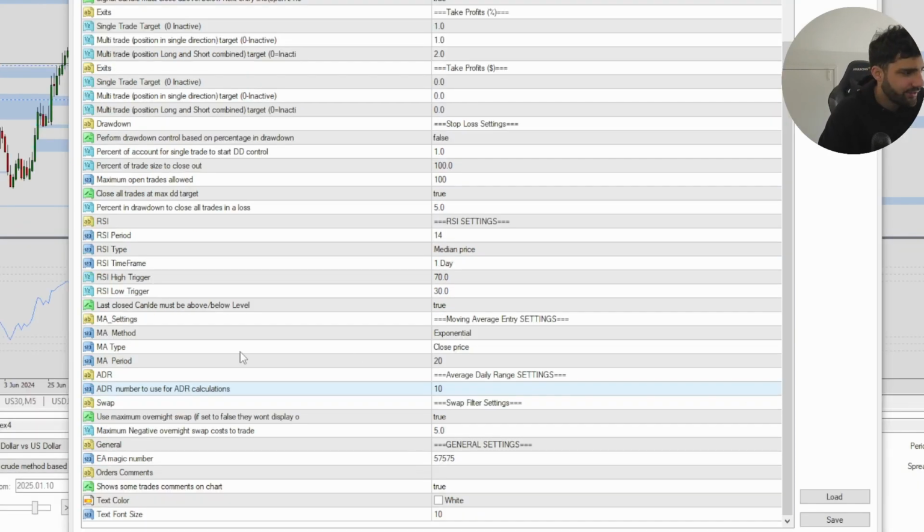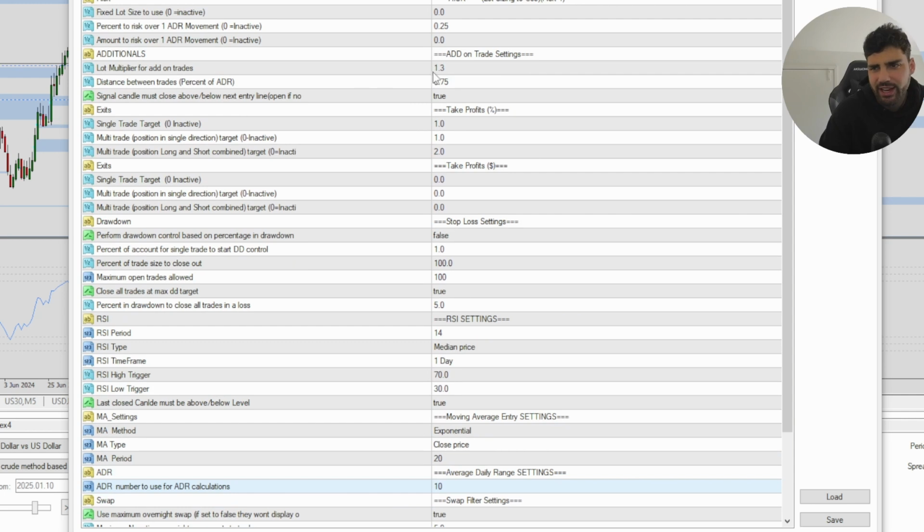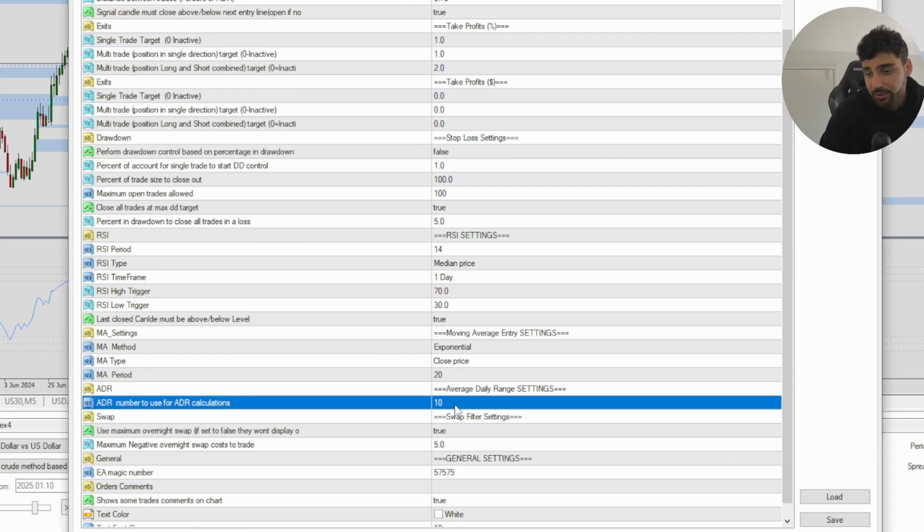Next up, we have our ADR numbers to use for calculations. So the ADR will be used to calculate our risk over ADR plus our distance between trades as a percent of the ADR. So whatever you use here will be pretty much used to calculate your risk.